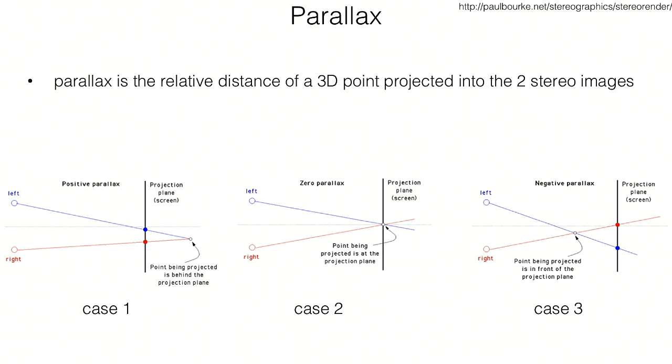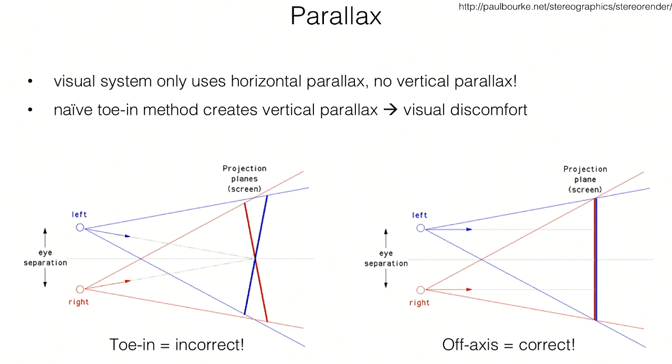So generating this parallax effect, or generating these stereo images, there's kind of a right way and a wrong way to do it. And let's see how that works. So our visual system only uses horizontal parallax. It's actually very disorienting when you start seeing vertical parallax. So we're very sensitive as humans to any vertical parallax that we see, and actually it becomes very uncomfortable if we start seeing images with any vertical parallax whatsoever.